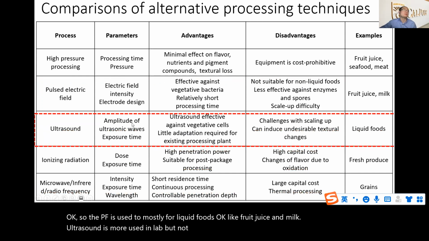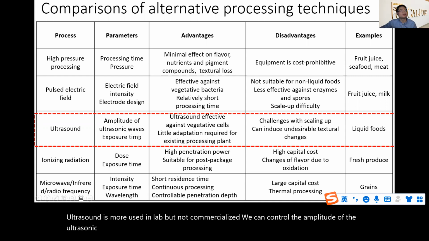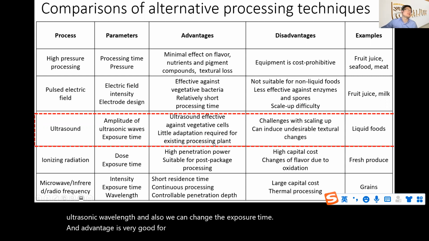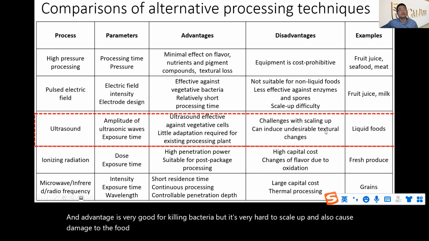We can control the amplitude of the ultrasonic wavelengths, and also we can change the exposure time. The advantage is it is very good for killing bacteria, but it's very hard to scale up, and also it causes damage to the food texture and the food matrix.